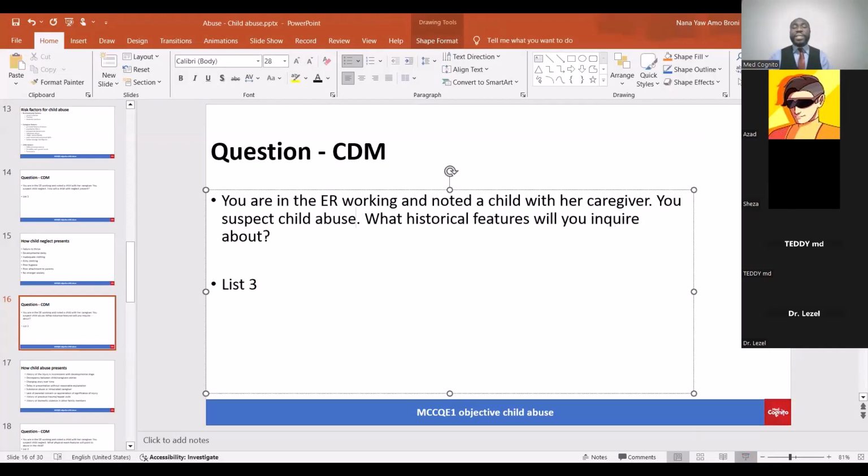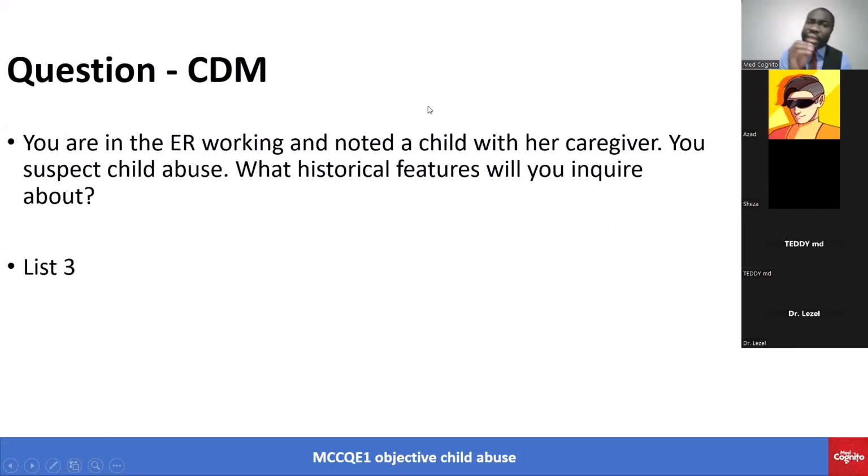Okay, so let's go. What are the things you suspect on a child, like a history from a caregiver, that will start causing you to say, this case, I think it's a case of abuse. I have to look closer. What are some of the things you want to look out for, please?